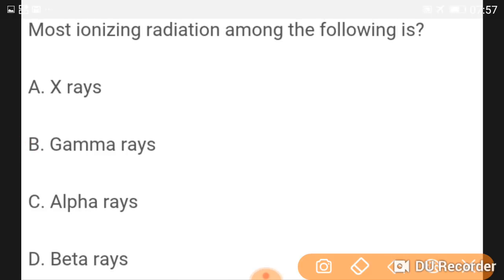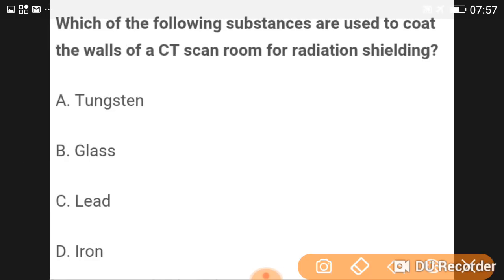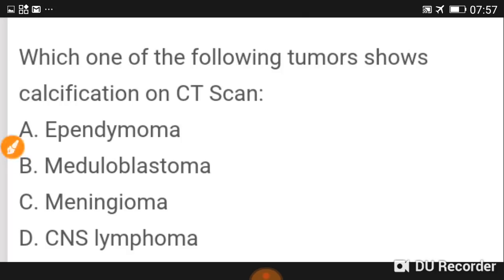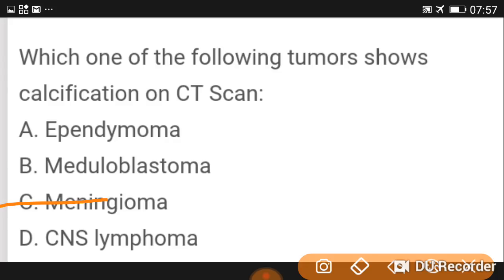Most ionizing radiation among the following is alpha, but the most penetrating is gamma. Which of the following substances is used to coat the wall of a CT scan room for radiation shielding? Lead. Which one of the following tumors shows calcification on CT scan? Meningioma and ependymoma, but the most specific one is meningioma.